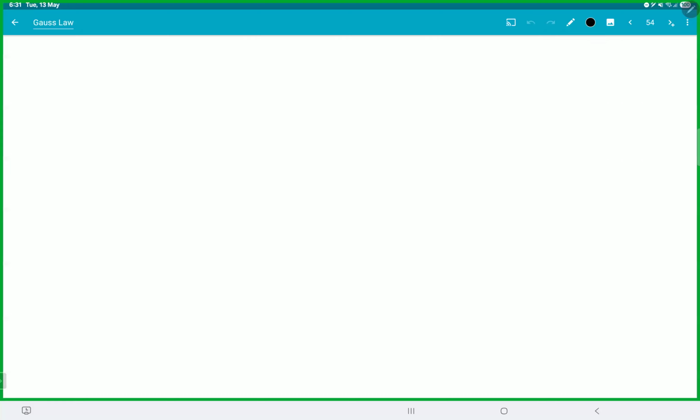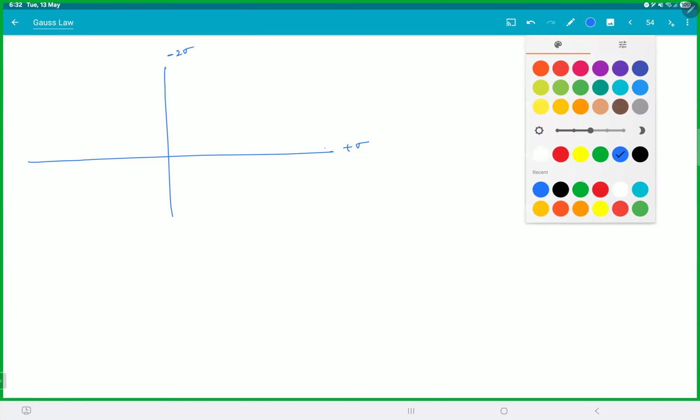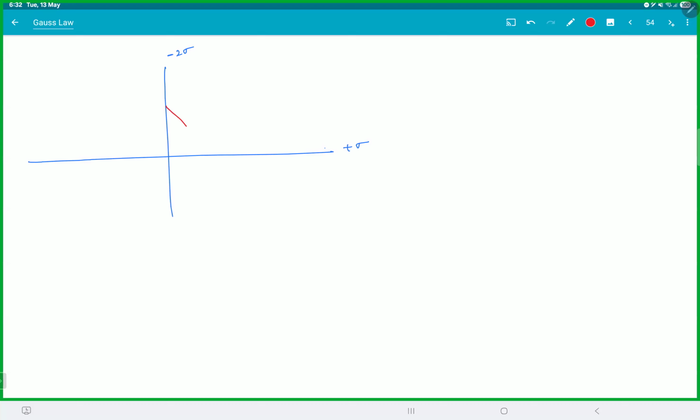Now, if you try to draw them, this is plus sigma and this is minus 2 sigma. This is how the field lines will look like. This is how the lines will look like, at angle theta. It's a never ending amount of lines, okay?